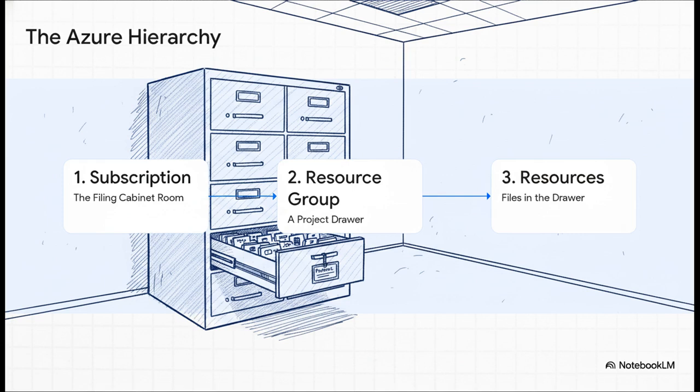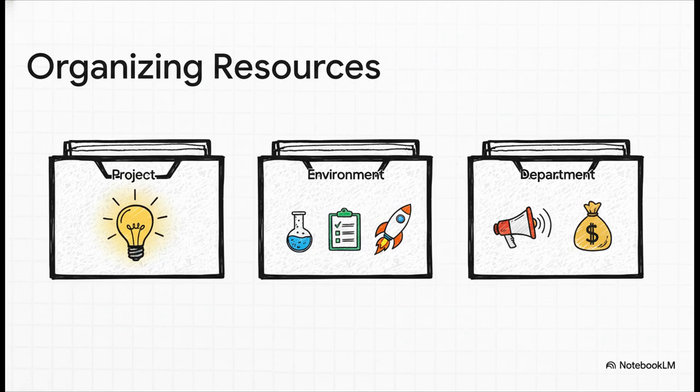See? Simple. What's so cool here is how flexible this is. You get to decide how to label your drawers. You could make a resource group for every single project, or a really common one, you could have one for each environment, right? Dev, test, and prod. Or you could even organize them by department, so marketing has its own little world and finance has theirs.